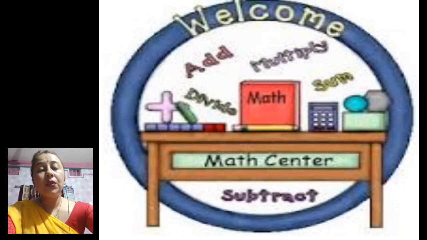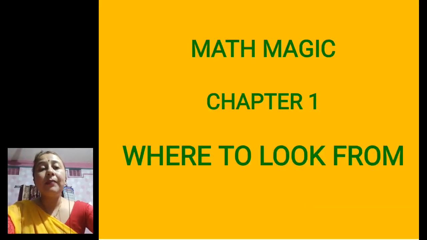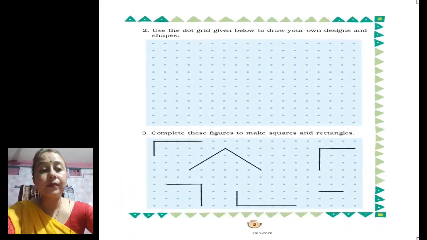So children, in today's math class, we will continue with the Math Magic chapter 1, Where to Look From. In the last class, we have completed till page number 4, okay? So in today's class, we will be doing page number 5. Number 1 we have completed, so we will start from number 2.